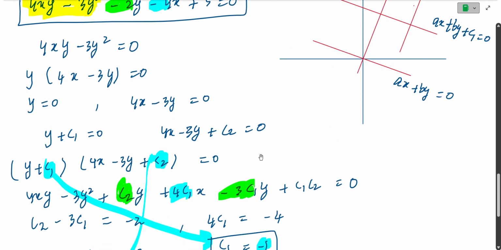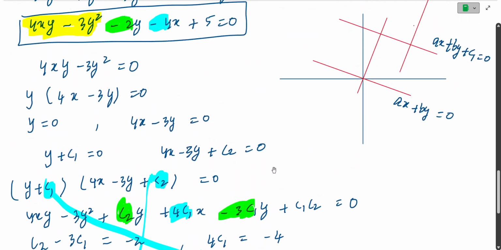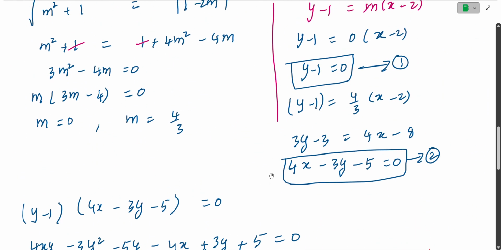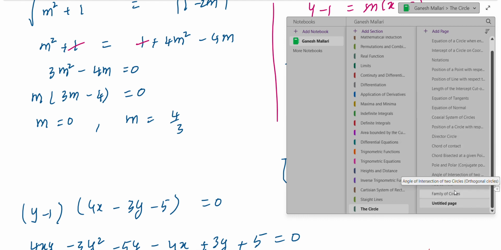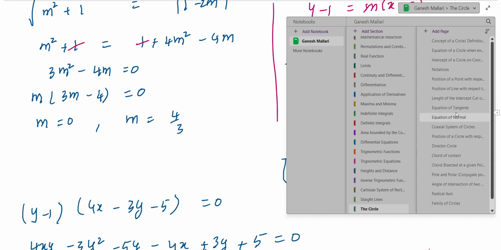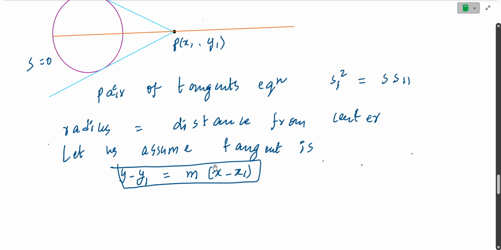So far we have discussed the equation of tangents to a circle from an external point. Now we are going to discuss the equation of tangents if a point lies on the circle.